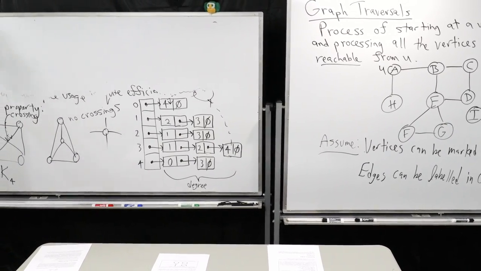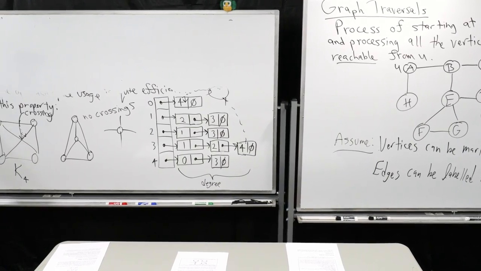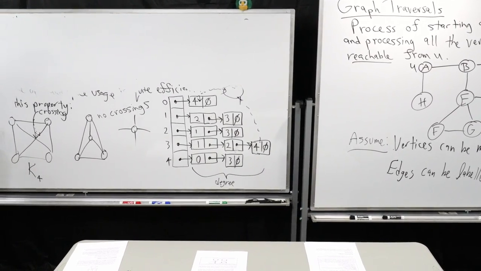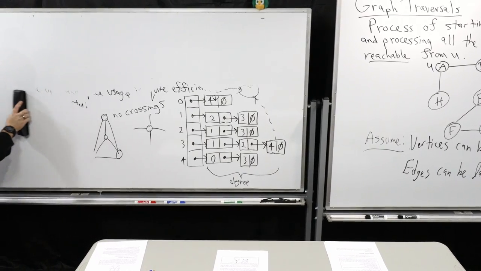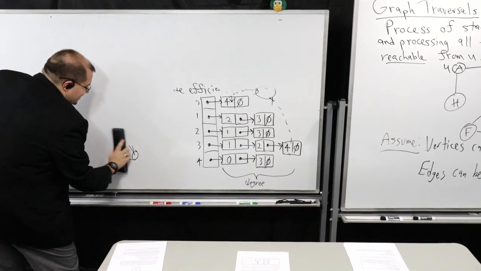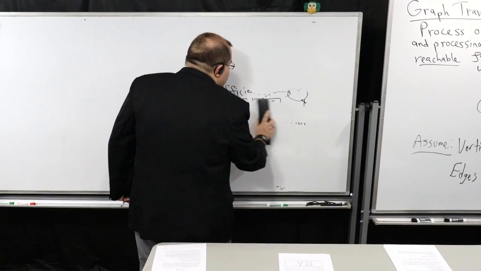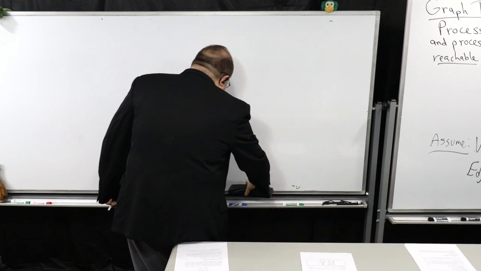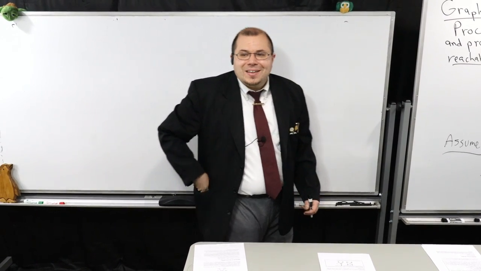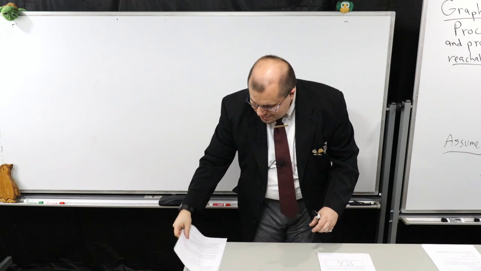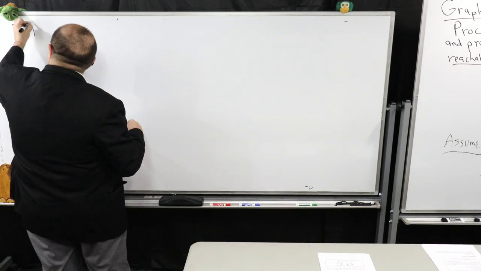So the first kind of graph traversal I'm going to show you is called depth first search. And the name gives you a good idea of what we're going to do with this. I'll be going into more detail about depth first search next day, but I want to give you a motivation, an idea of how we're going to go about this.